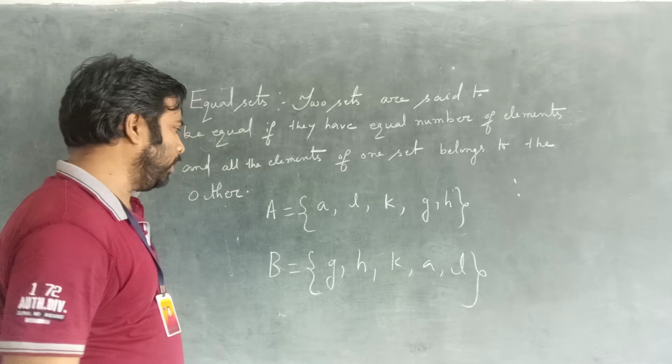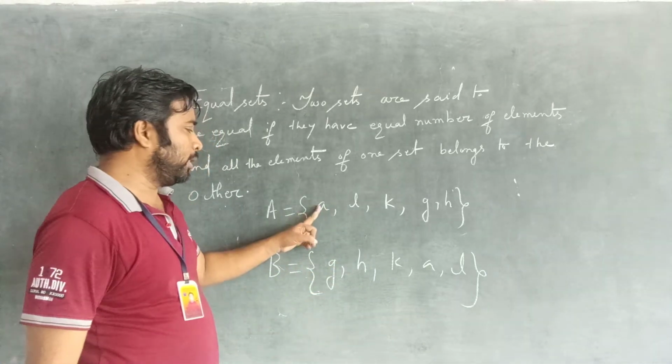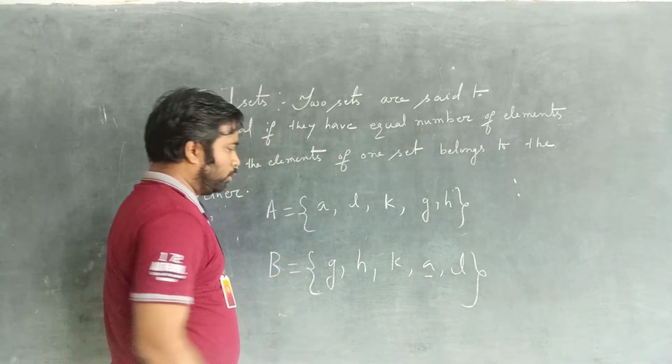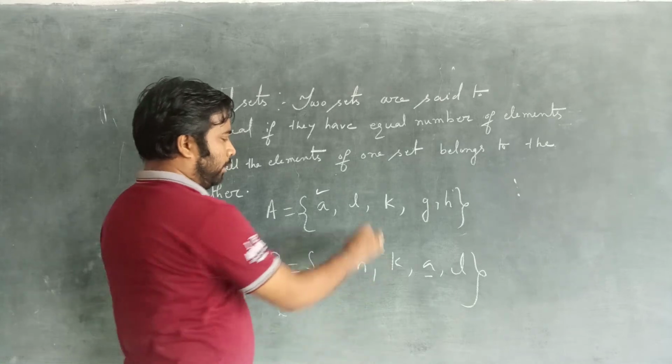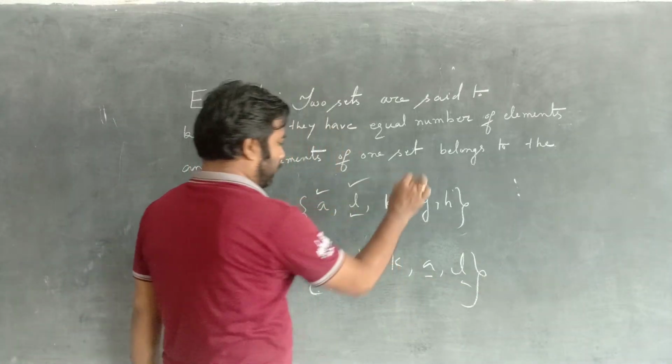What is the other condition? All the elements of this set must belong to this set. So let us take A first. You search, is A there or not? Yes, A is there. Is L there or not? Yes, L is there. So it is also there.